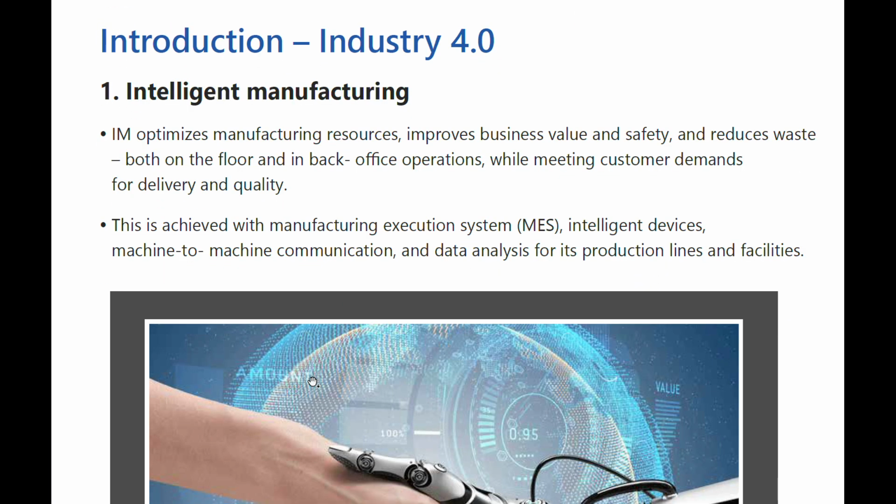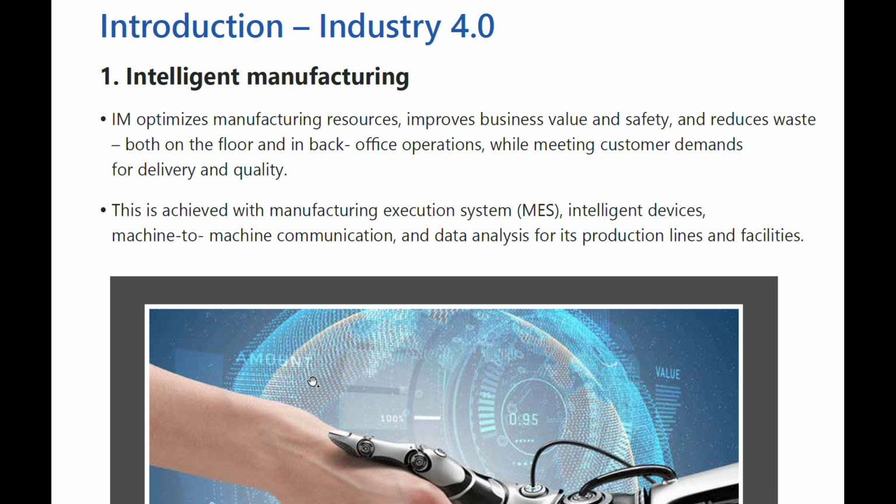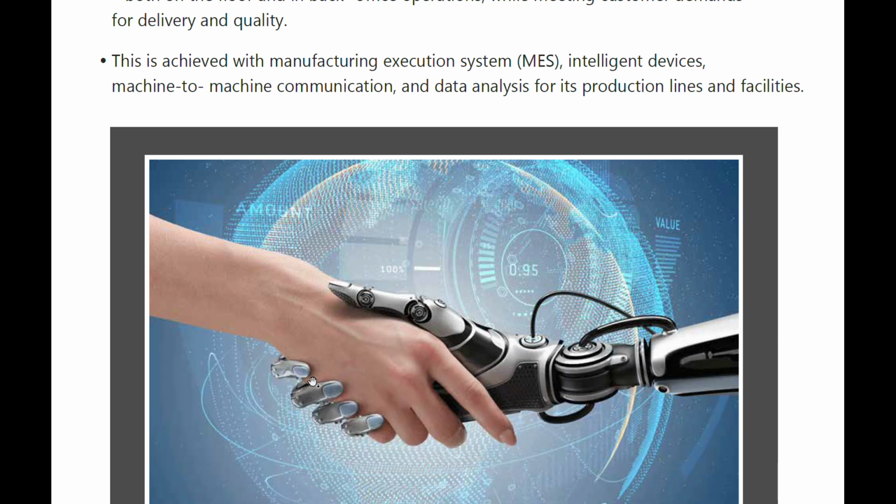So with that, intelligent manufacturing, sometimes we call IM, focuses on the manufacturing resources, improves business value and safety, and reduces waste on the floor, in back office, and operations, while customers have stronger and stronger demands in terms of delivery and quality. This is achieved by the manufacturing execution system, sometimes called MES, intelligent devices and machine-to-machine communication, meaning machines can talk to machines themselves, and data analytics for the production and the facilities themselves.